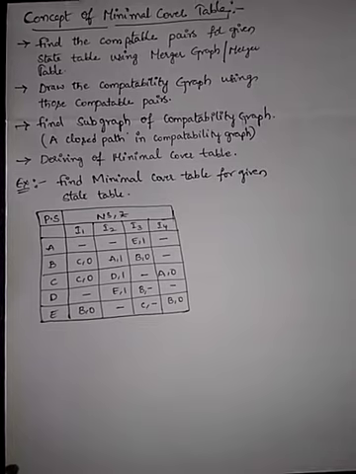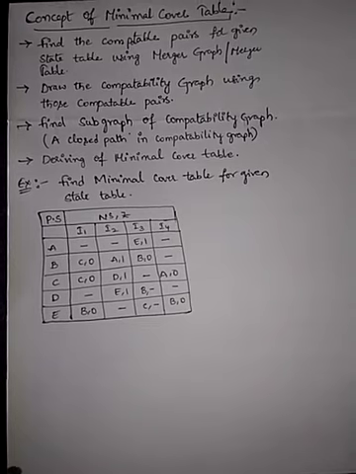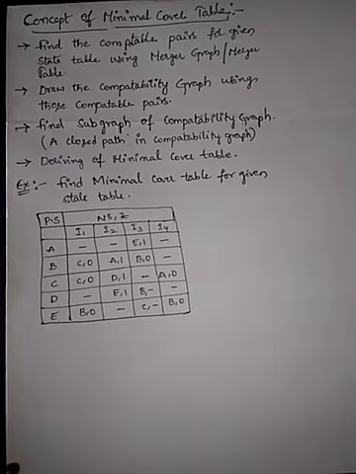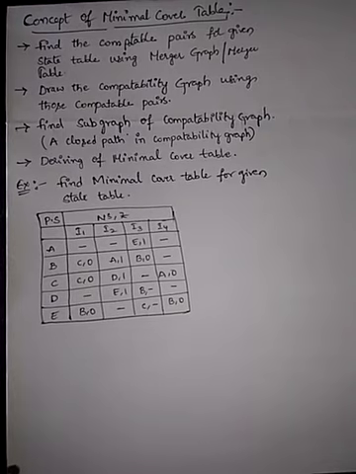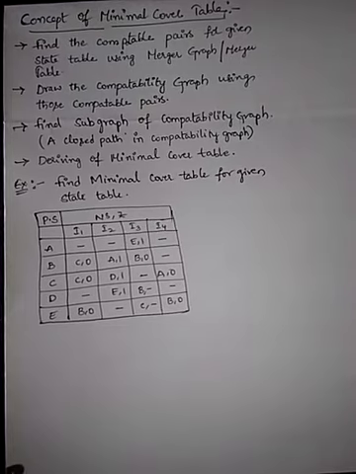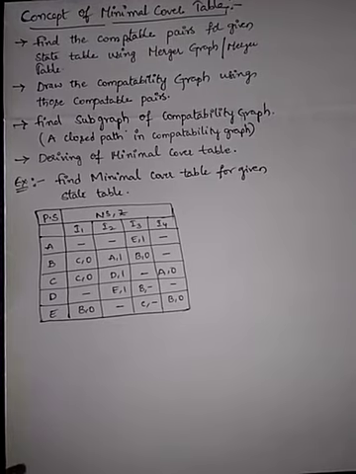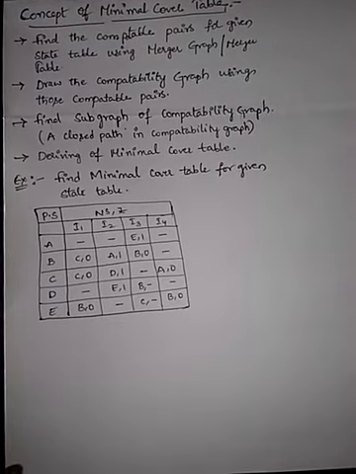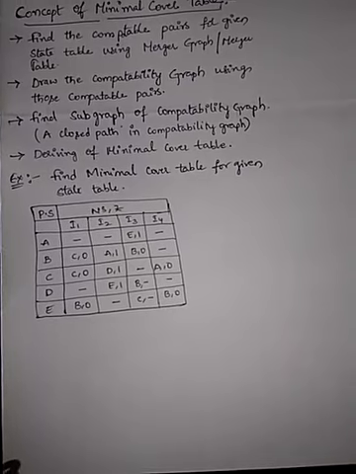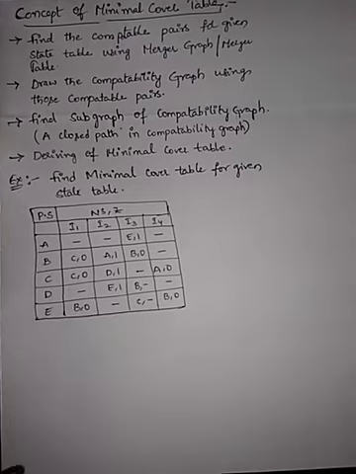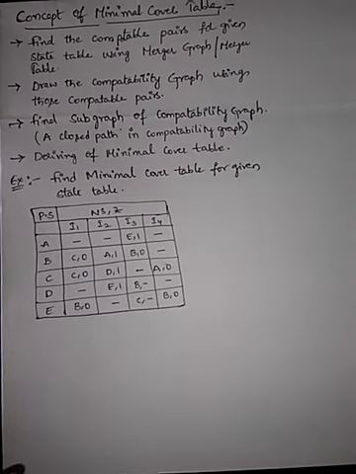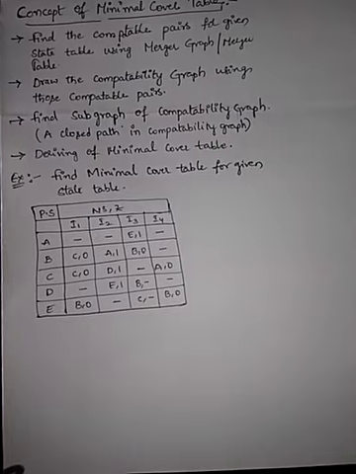So when we observe the steps we need to follow, the first step is you need to find the compatible pairs for the given state table using merger graph or merger table. Suppose the given question consists of 5 or 6 states. Then you need to find the compatible pairs by using either merger graph or merger table. That's your wish.